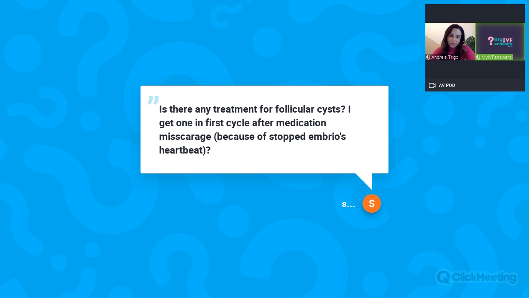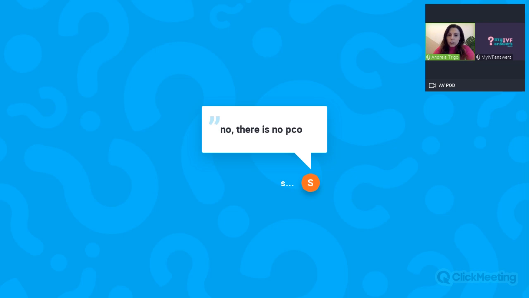Is there any treatment for follicular cysts? I get one in the first cycle after medication miscarriage because of stopped embryo's heartbeat. I'm not sure I understand the question completely. Follicular cysts, I'm not sure if you're talking about the cysts that are present in polycystic ovaries. If you could let us know. Is it PCOS that you're talking about? PCOS usually has large cysts in the ovaries. Could that be? No, there is no PCOS.